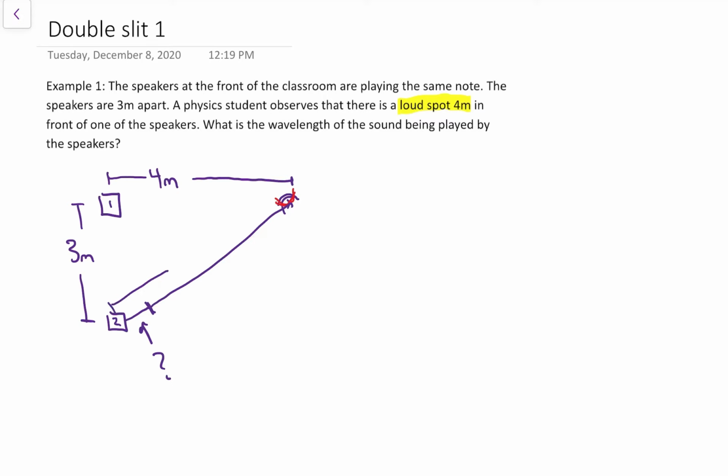A little bit of Pythagorean theorem. The whole distance, let's call it x, the whole distance from speaker 2 to that point we're curious about, it's a 3, 4, 5 triangle. So the whole distance from speaker 2 to that point is 5 meters. That means that the extra distance is 1 meter.